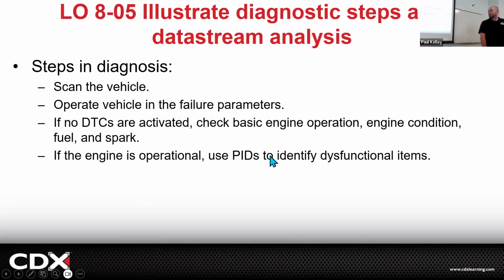If it's operational, use the PIDs to identify the dysfunctional item. What? A PID? Parameter identification. So if I say PID, you should just know parameter ID is where you go in the scan tool, you go to live data, and it will show you what the sensors are reading currently.